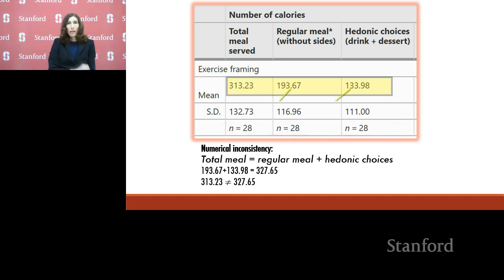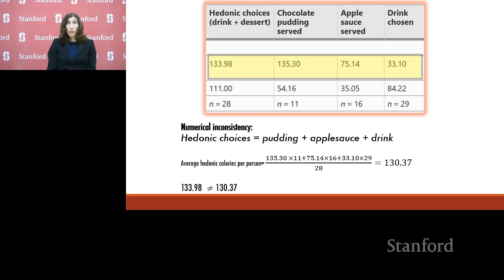But when we do a quick check of this, when I add up the 193.67 plus the 133.98, I get 327.65. The latter two columns here should add up to the first column, but they don't. 313 is not equal to 327. I don't know why these don't add up, but they should. We see a number of other problems like this if you keep digging in the table.